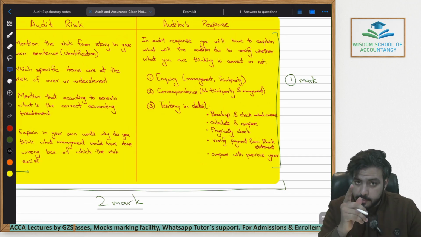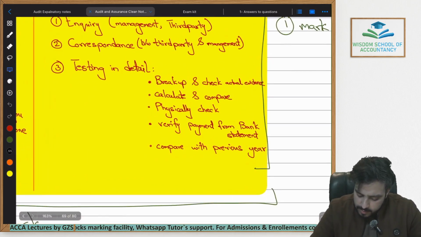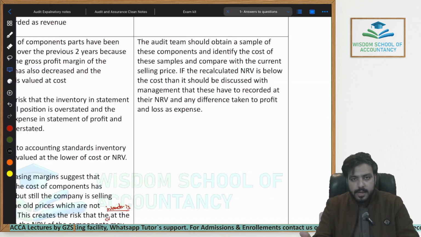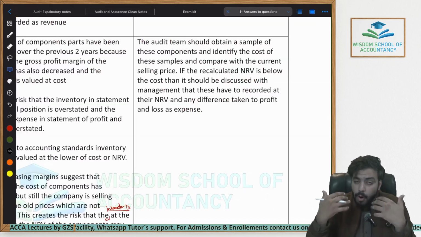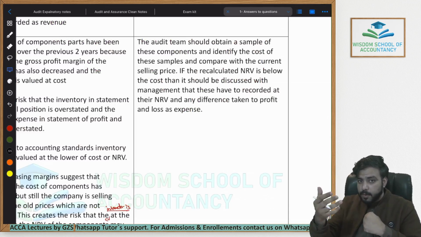Within the financial statements, you should have recorded them at NRV, but this is not the case. So what we can do is calculate and compare. What can we ask the management in this? As an auditor, to calculate it, I will need some of the things from the management.